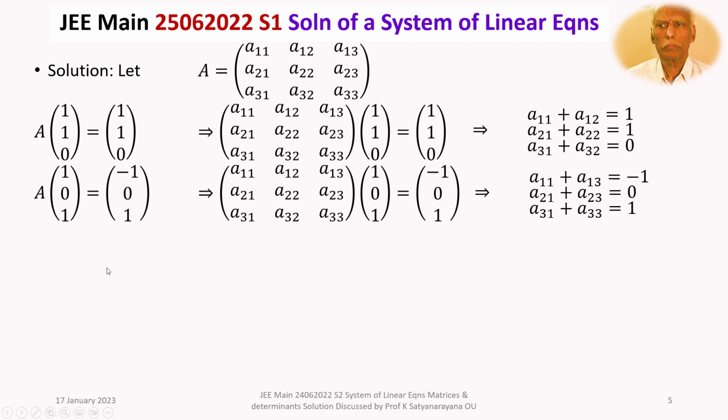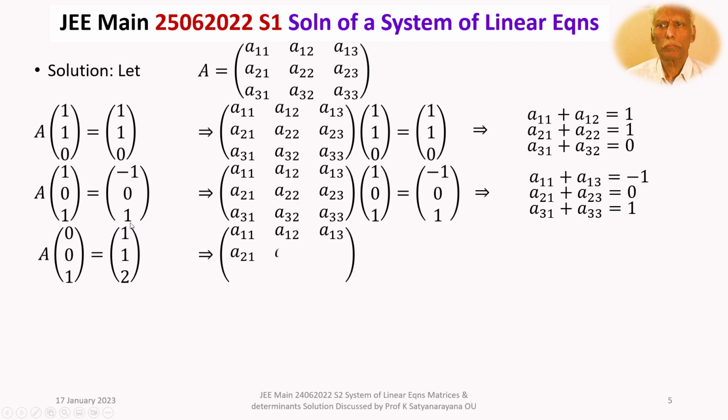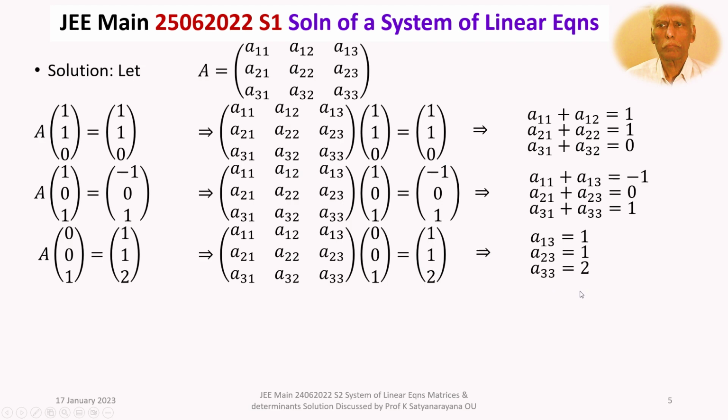The last one is A times the column vector 0, 0, 1 is equal to the column vector 1, 1, 2. Multiplying the matrix A with the column vector 0, 0, 1, we get A13 is 1, A23 is 1, A33 is equal to 2. So these are the 3 equations we got.